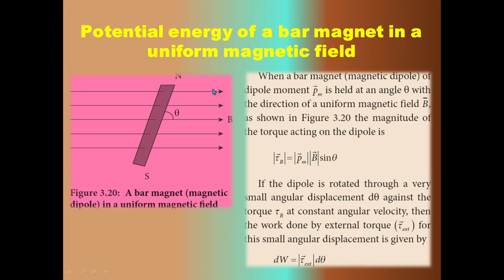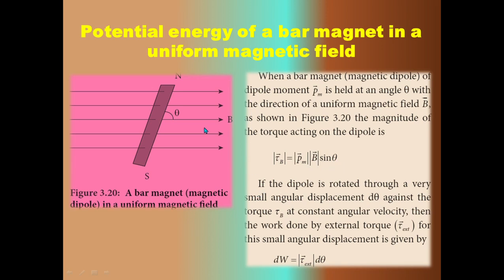Potential energy of a bar magnet in a uniform magnetic field: a very important 3-mark question from your third lesson, 12th standard physics. When a bar magnetic dipole of dipole moment PM vector is held at an angle theta with the direction of a uniform magnetic field, what is the magnitude of the torque acting on the dipole? Already we know the formula for the torque: tau B vector is equal to modulus of PM vector, modulus of B vector, into sin theta.